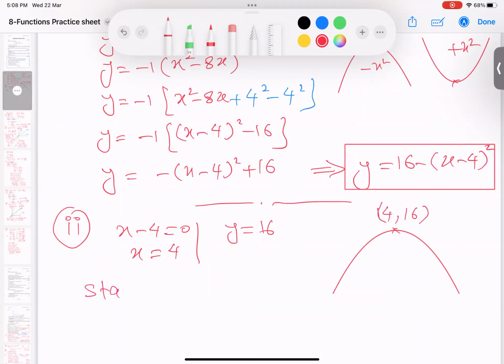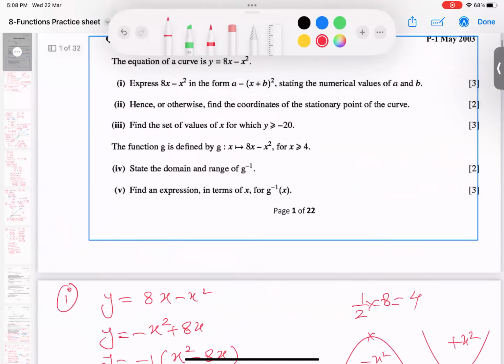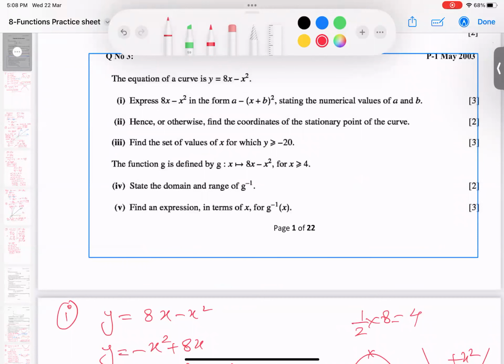So the stationary point is coming as 4 comma 16. So alhamdulillah, the point is very, very clear. Okay, let's go for the next part. So this is done, part 2.